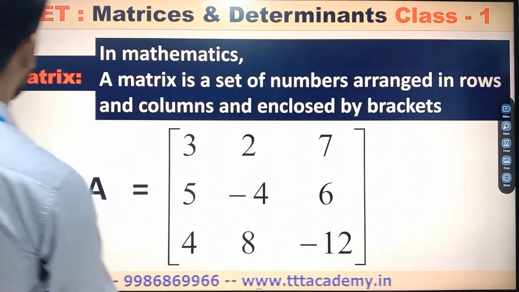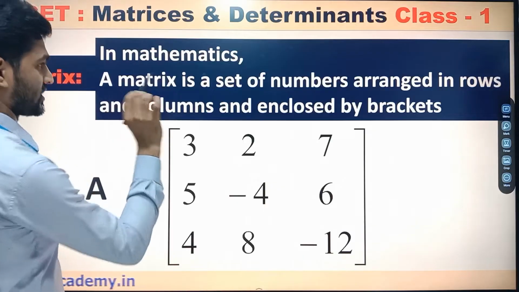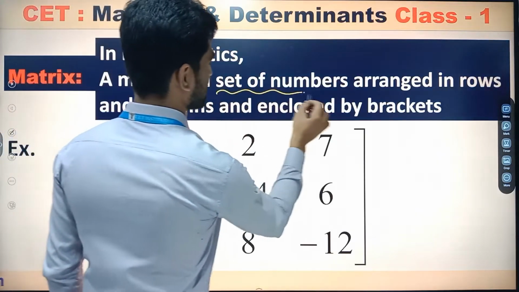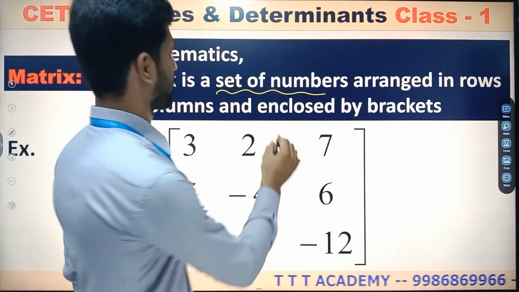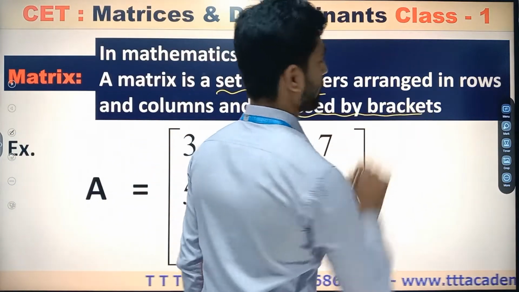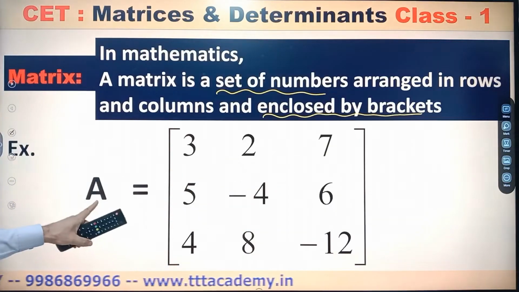Suppose you can observe here is a small example in which you consider the definition of matrix: the set of numbers which are arranged in rows and columns and enclosed by a bracket. You can observe here, enclosed by a bracket. See, this is one simple example. A is a matrix which is denoted by a capital letter.